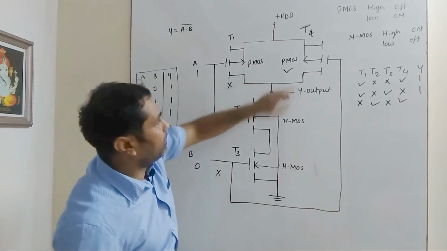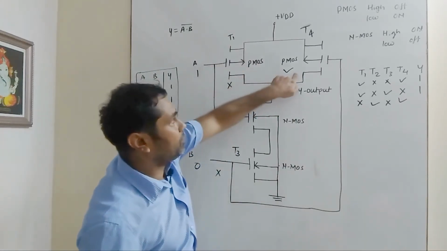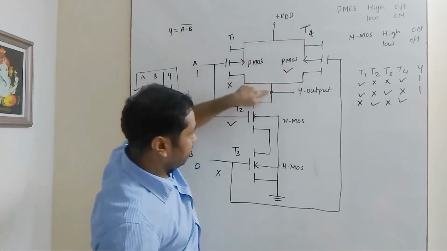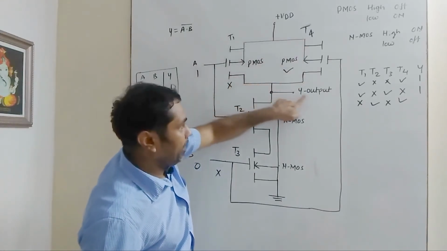Now from the parallel connection, this switch is off and this switch is on. So the current can easily pass through it. It will be obtained at the Y output.